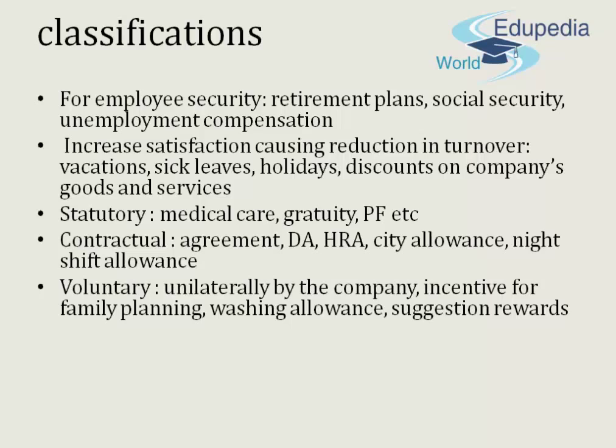Statutory benefits would include medical care, gratuity, PF, etc. Contractual benefits would include an agreement, DA, HRA, city allowance, night shift allowance, etc. Voluntary benefits would be given unilaterally by the company. There will be an incentive for family planning, washing allowance, or any other referral rewards.